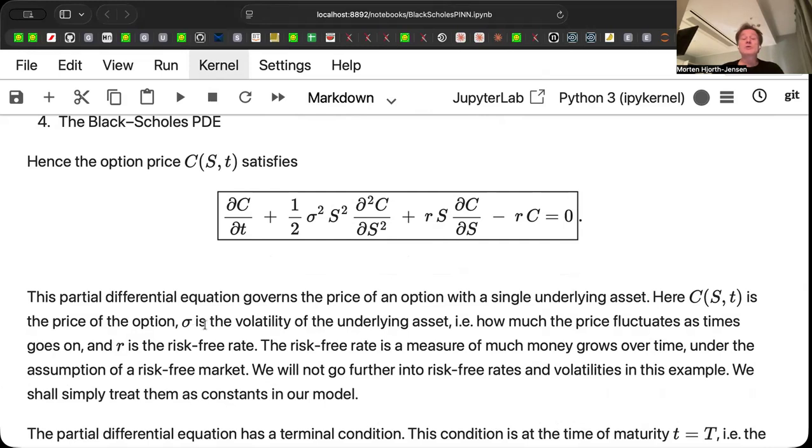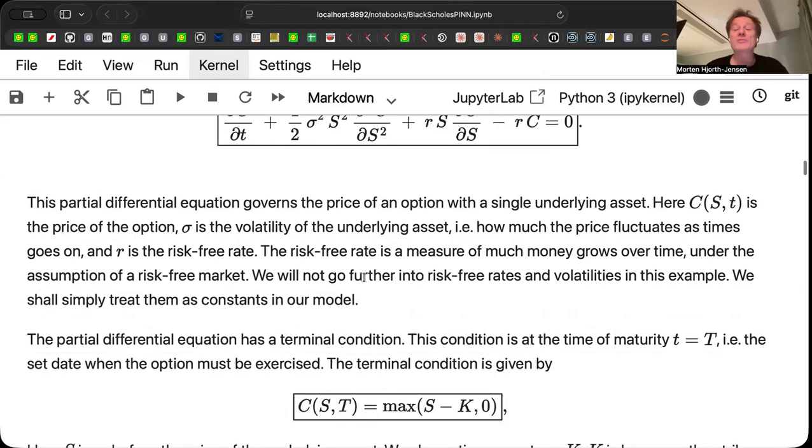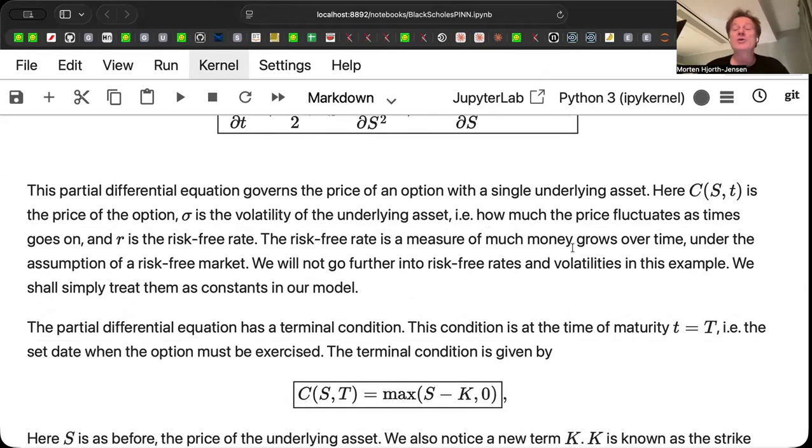Sigma is something called the volatility of the underlying asset. That means how much the price fluctuates as time goes on. And R is the so-called risk-free rate. This risk-free rate is assumed to be a measure of how much money grows over time under the assumption of a risk-free market.